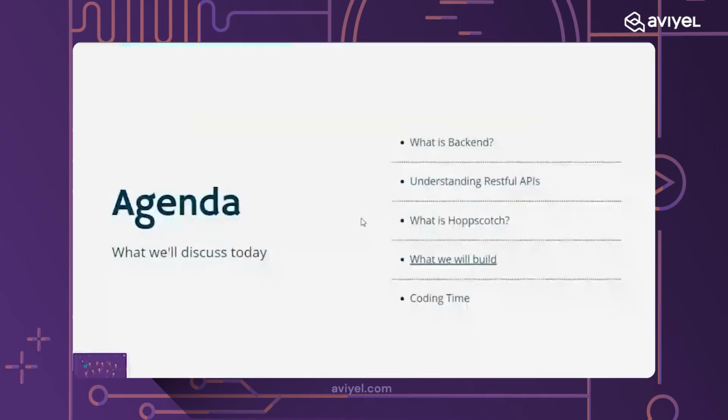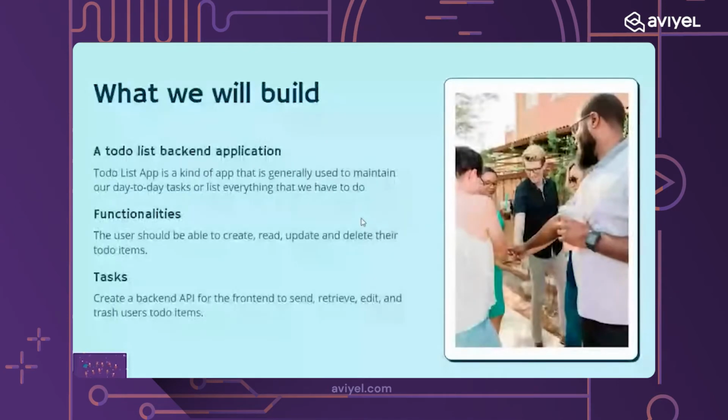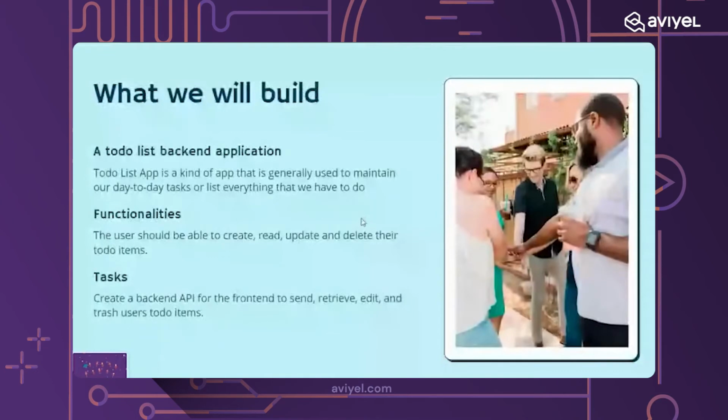Showing you what we are going to be building. So what we are going to be building today is a to-do list backend application. I believe that every one of us here has in the past created a to-do list using HTML, CSS, and JavaScript. That is very, very common. And today I'm going to be showing you how you can create a backend for that particular to-do list front end, and then you can also connect the two together and make it a full stack to-do list application.